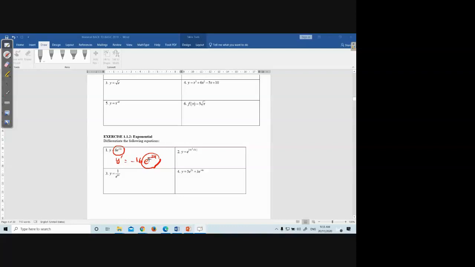Because a few students use the polynomial rule, the power rule, to differentiate exponentials. So what they have is negative 16 e to the negative x. This is so wrong. We cannot touch the power of this exponential.